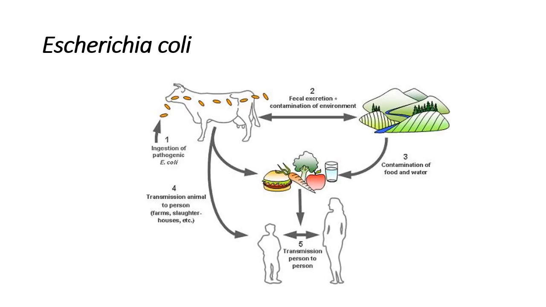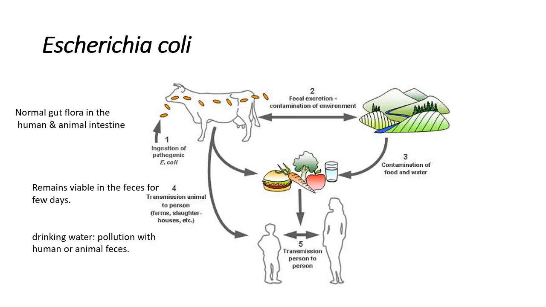For E. coli, the full term is Escherichia coli. Some people pronounce it differently, but it doesn't matter. We call it E. coli for short. So what is the main source of E. coli? E. coli is found in our normal gut flora, and it's found not only in humans but also in animals, and that's what makes the transmission from humans to animals or from animals to humans happen like a round cycle all the time.